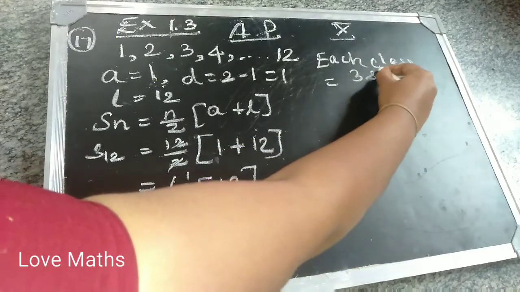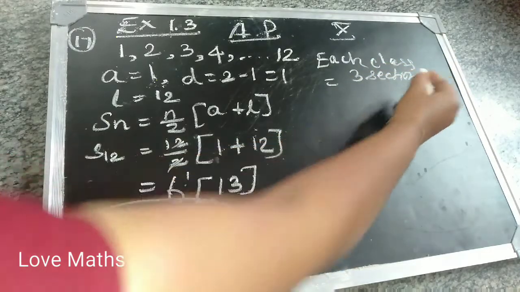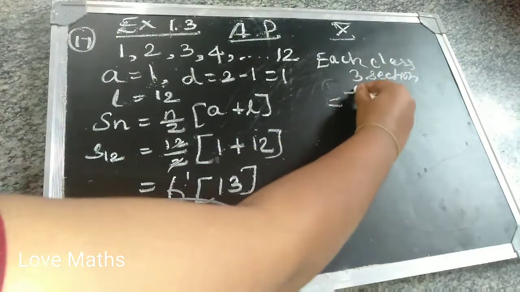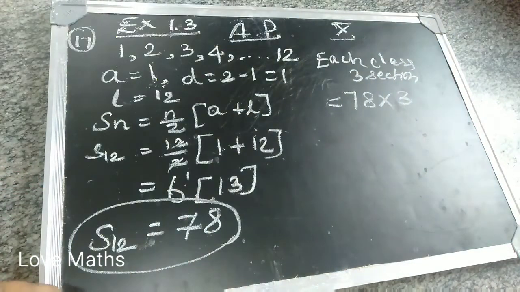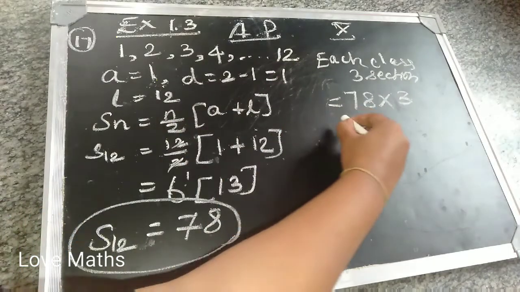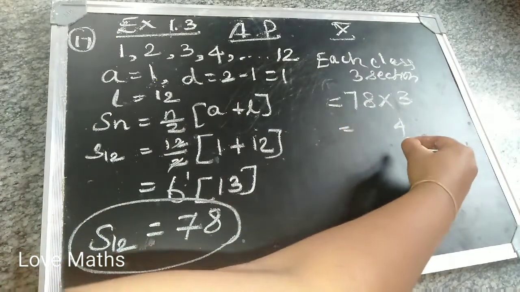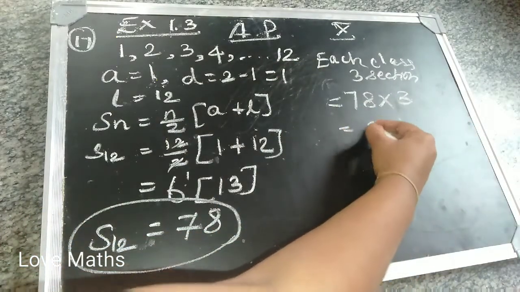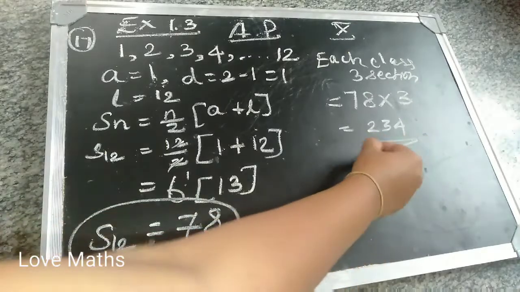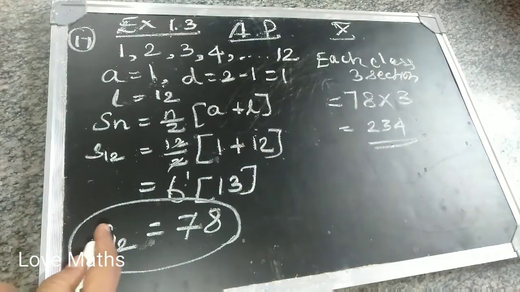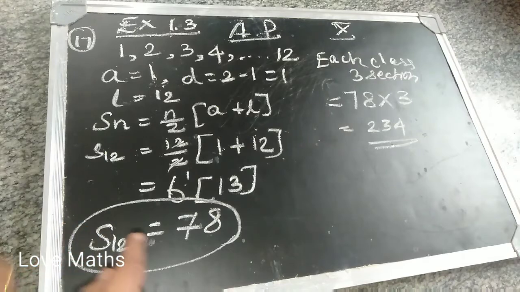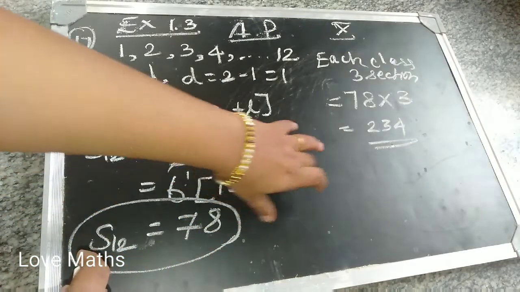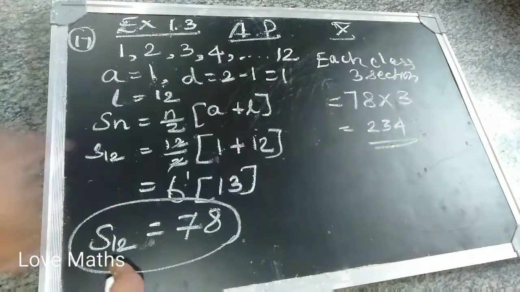3 sections. So the final answer is 78 multiplied by 3. Do you understand? Each class has 3 sections, so 78 multiplied by 3. What is the answer? 8 3s are 24, remaining 2; 7 3s are 21 and 2 is 23. Totally 234 trees. They plant totally 234 trees. You just want to write totally 234 trees they planted.